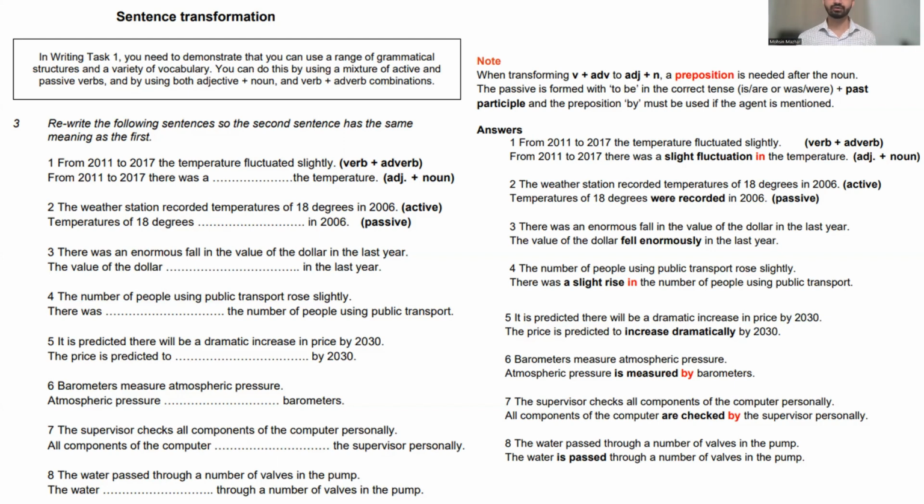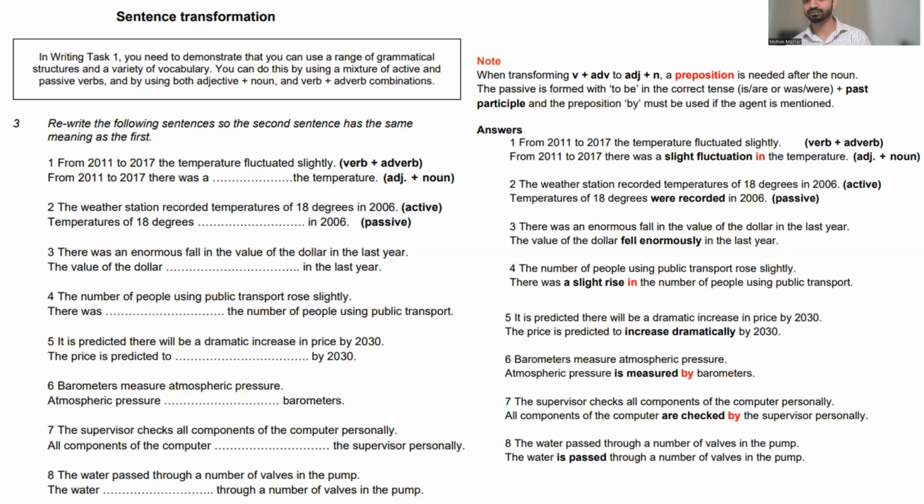Okay. Barometers measure atmospheric pressure. Atmospheric pressure is measured by barometers. In this case, it's important to mention the subject. It's important to mention the agent.